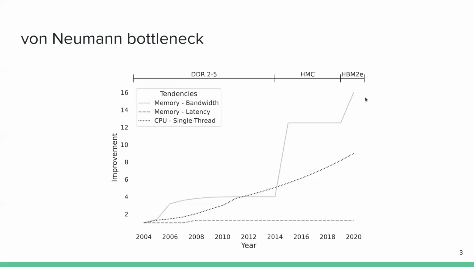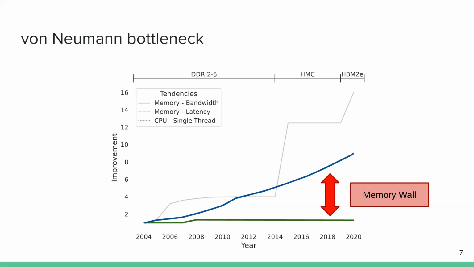Our motivation. In this figure, we have the CPU and memory improvement trends from the last 16 years. In this period, the memory bandwidth increased by around 16 times, while the CPU single-core speeds improved by 10 times. On the other hand, the memory latency only improved by less than 2 times. And this growing disparity between the CPU speeds and the memory latency is a problem known as the memory wall.